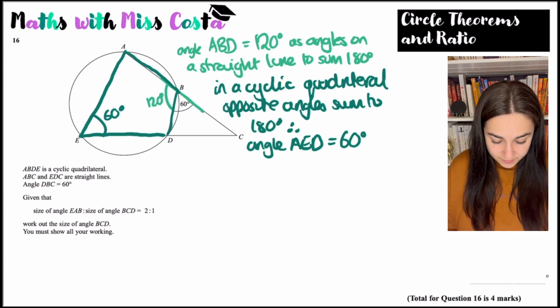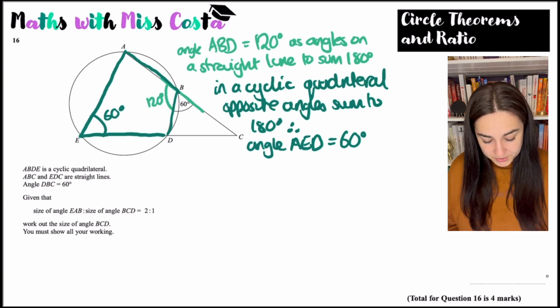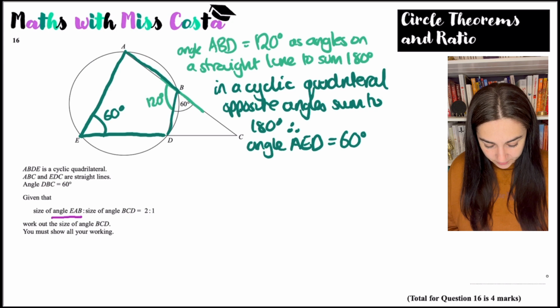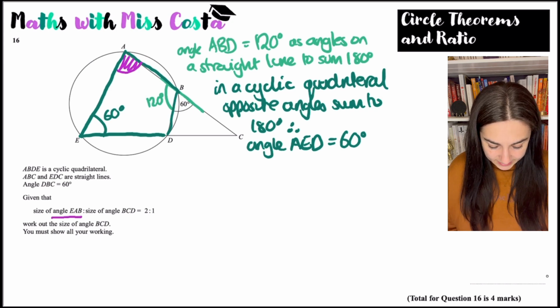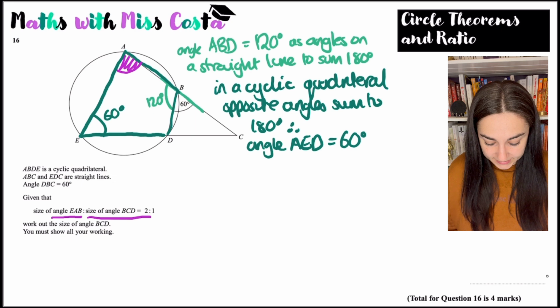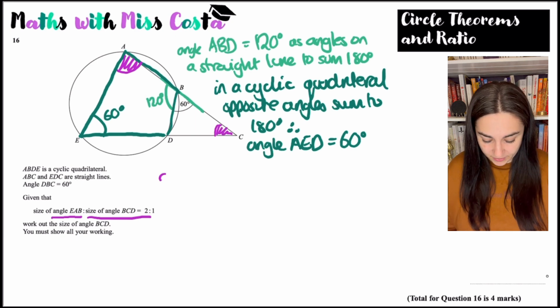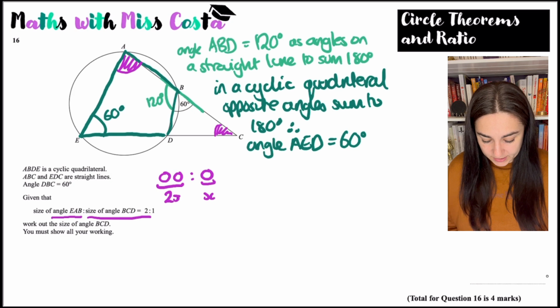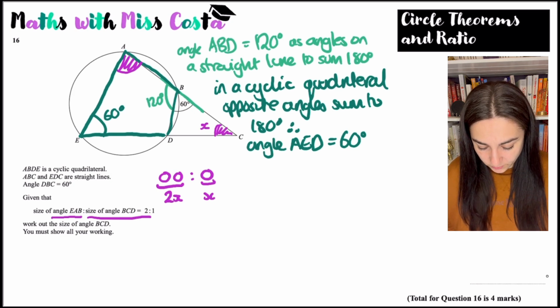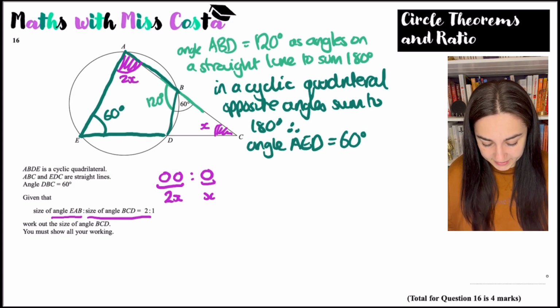And then what other information have I been given? Well, I'm told that the ratio of the size of angle EAB, so this angle here, to the size of angle BCD is 2 to 1. So whatever the size of angle BCD is, if that was X, this would be 2X. So I could label that accordingly. This is X and this is 2X.